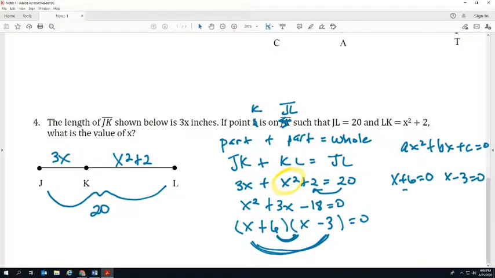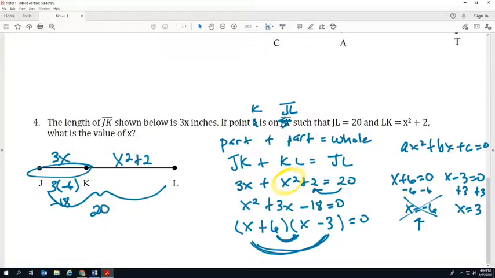Then solving for x, I'll subtract 6, and I get x equals negative 6. Here I will add 3, and I get x equals 3. Now both of those are possible solutions. The only problem is when I plug this negative 6 into the JK segment over here, 3 times negative 6 is negative 18. And I can't have a negative segment length. That's just not possible. So we're going to exclude this answer choice, and my answer for x is going to be 3. And that's what they're asking me for here.